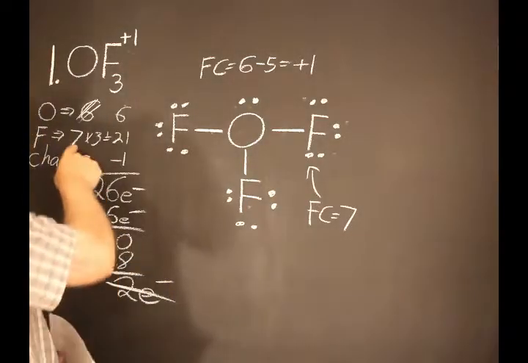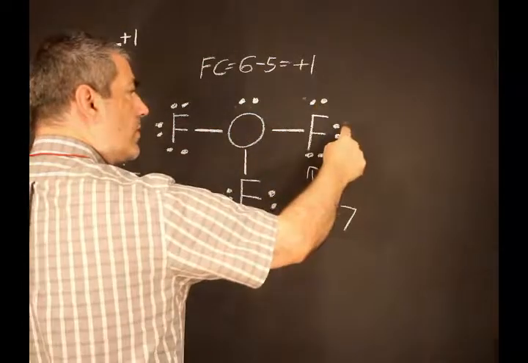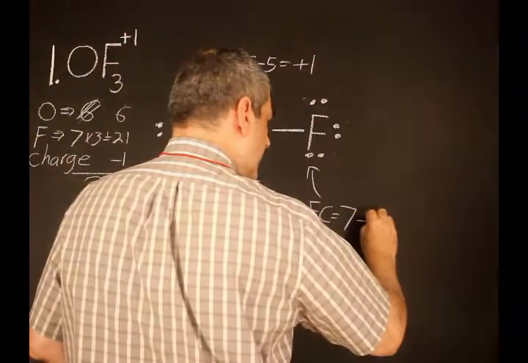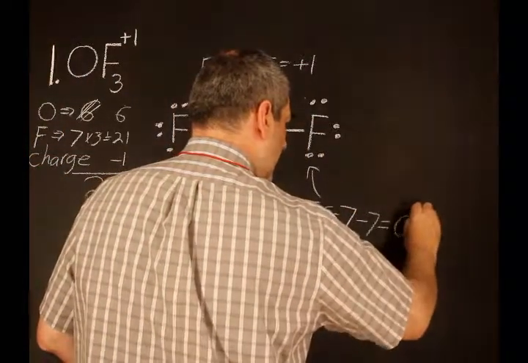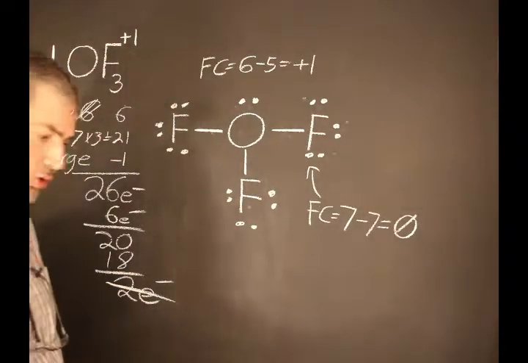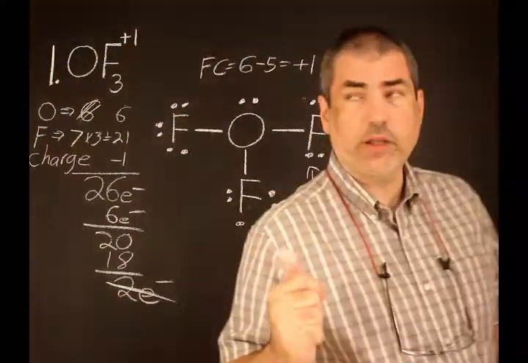And just for completeness, the formal charge for the fluorines: again, we start with 7 valence electrons. 2, 4, 6, 7, right? 1/2 of the bond. 7 minus 7, of course, is going to give me 0. I did not ask for formal charge in this particular molecule.